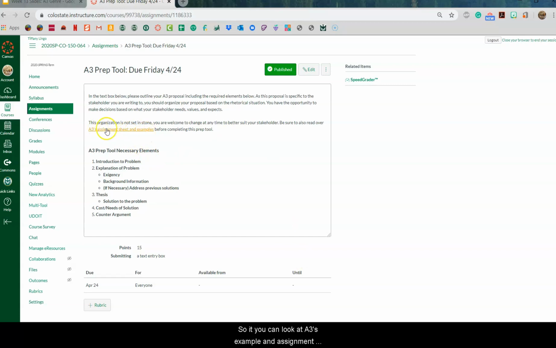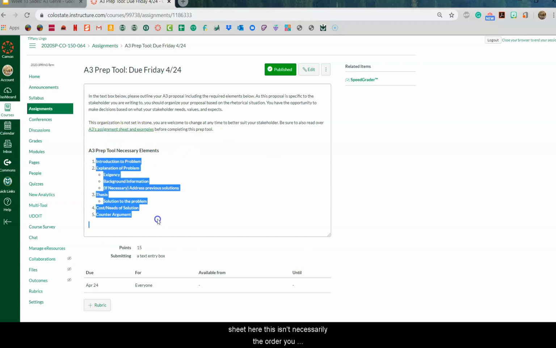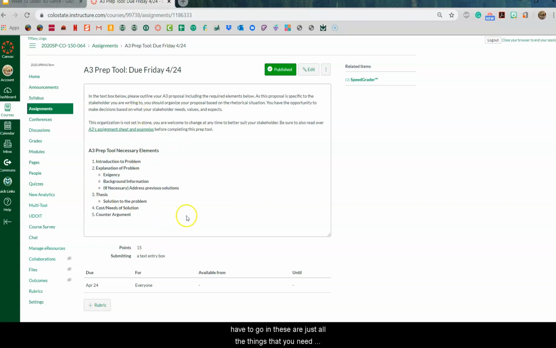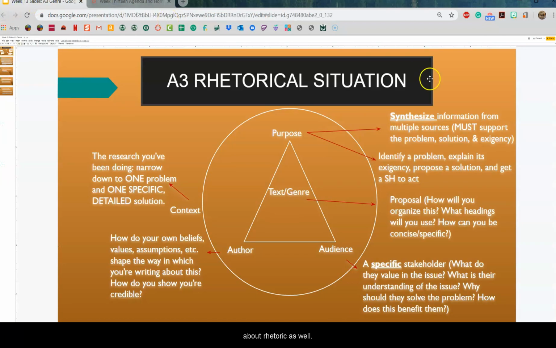So you can look at A3's example and assignment sheet here. This isn't necessarily the order you have to go in. These are just all the things that you need to include, but also it can go in any order. And remember, you also need a visual element. And so that can go in any section as long as it's rhetorically used. So let's talk about rhetoric as well.